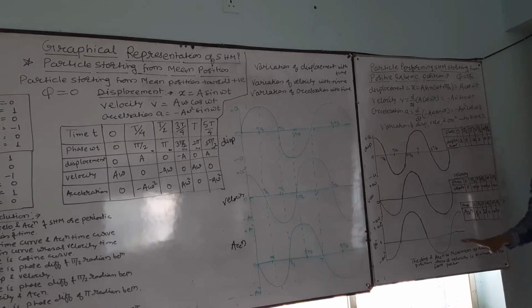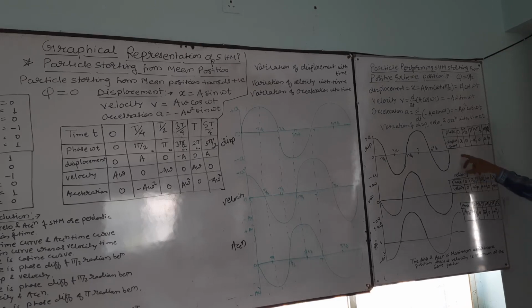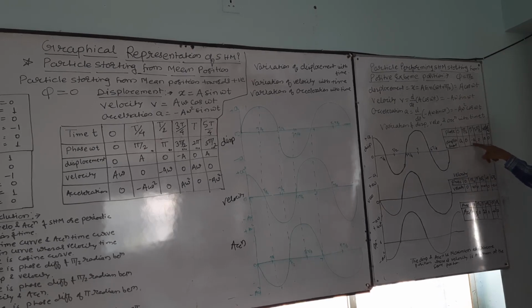There are three different equations. Equation for displacement: a cos of omega t. Equation for velocity: minus a omega sin of omega t. Equation for acceleration: minus a omega square cos of omega t. Again we have to find the different values. Phase 0, pi by 2, pi, 3 pi by 2, 2 pi and 5 pi by 2, and values for displacement are a, 0, minus a, 0, a and 0.